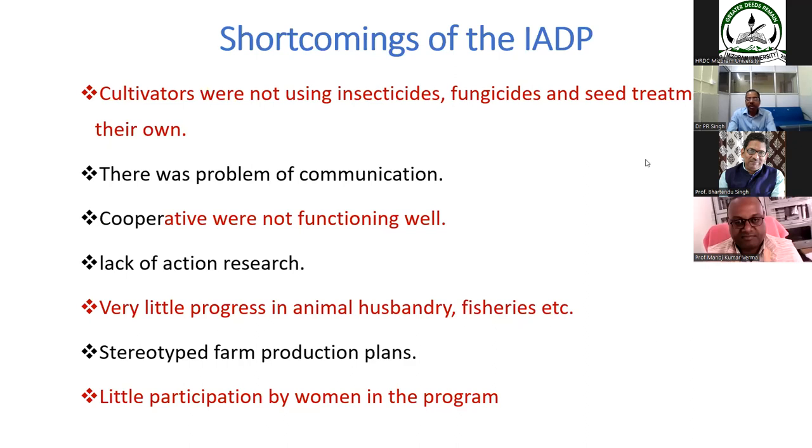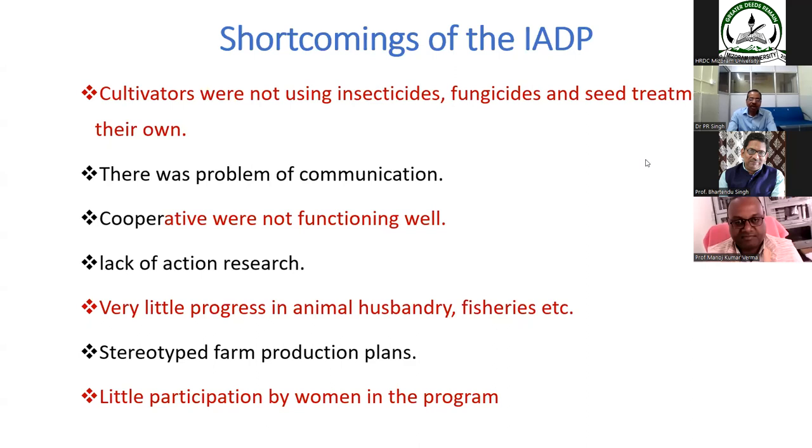Suppose we are giving the knowledge about insecticides and fungicides, yet the farmers are not using this technology, because at that time they say the chemicals are not good for health. Not just at that time; farmers say this, and this time scientists also emphasize organic farming. So the things have been written back. But at that time IADP was introduced. These are some of the problems.